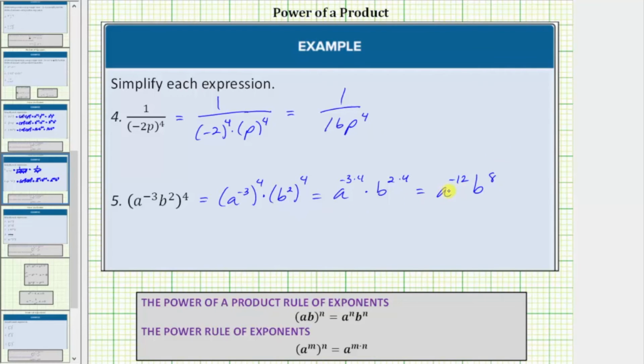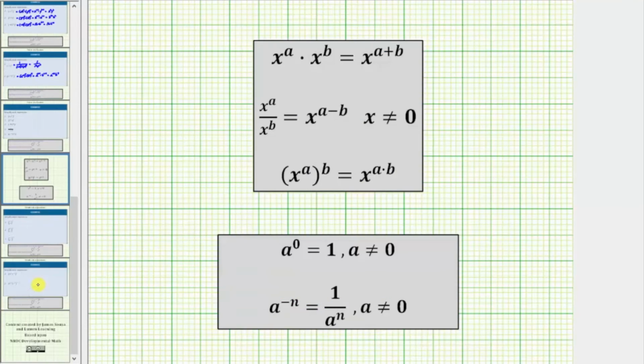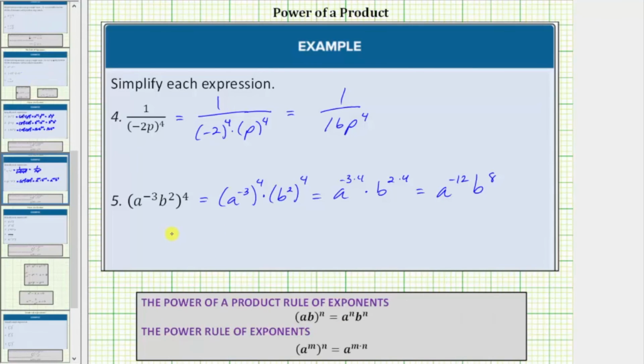But we can't leave this expression with a negative exponent, so we'll end by applying the negative exponent rule, which is a raised to the power of negative n equals 1 over a raised to the power of positive n. So because a raised to the power of negative 12 equals 1 over a raised to the power of positive 12, the expression simplifies to b raised to the power of 8 divided by a raised to the power of positive 12. This is our simplified expression.